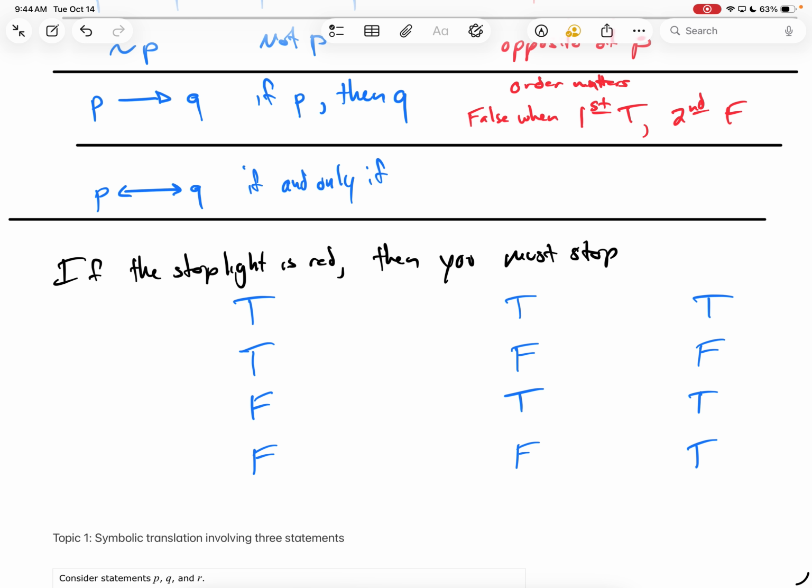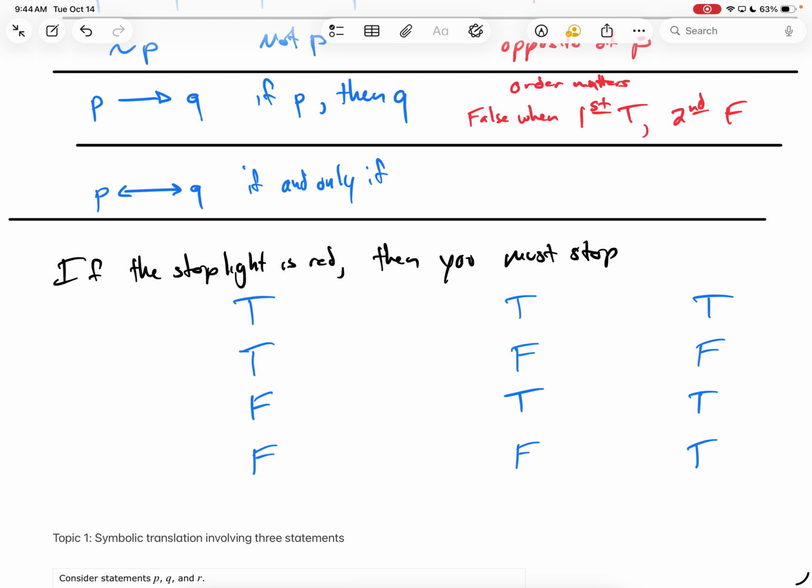If the stoplight is red and you don't stop, then you have broken the law. So if the stoplight is red and it's false that you must stop, that doesn't make sense, because we know by law, if the stoplight is red, you must stop, okay? So that's saying if this is true, then this one has to be true as well. All right, moving down to the third row.